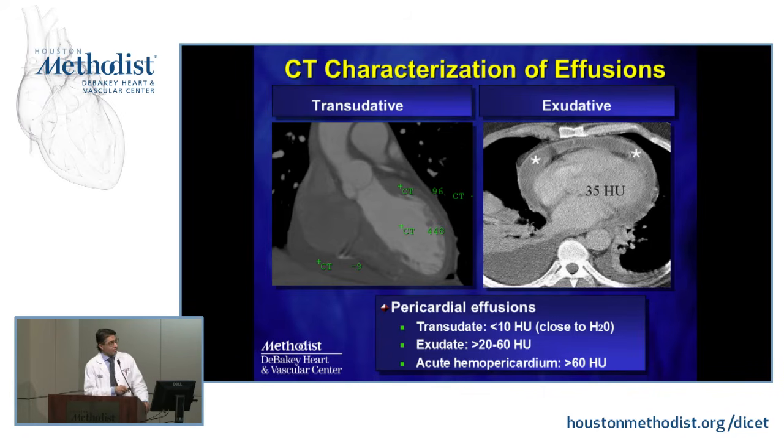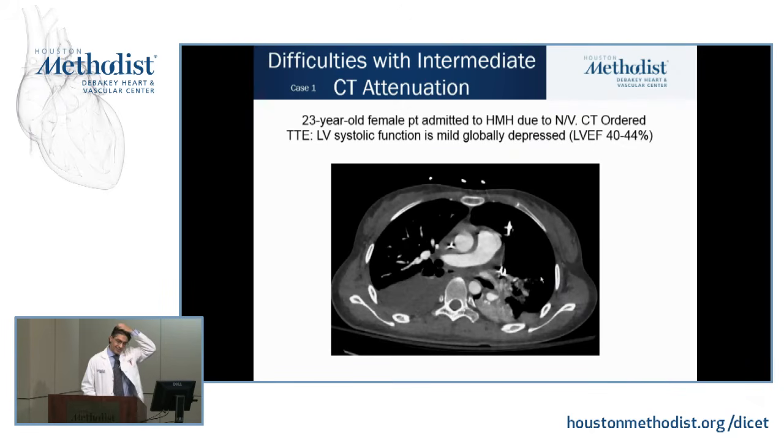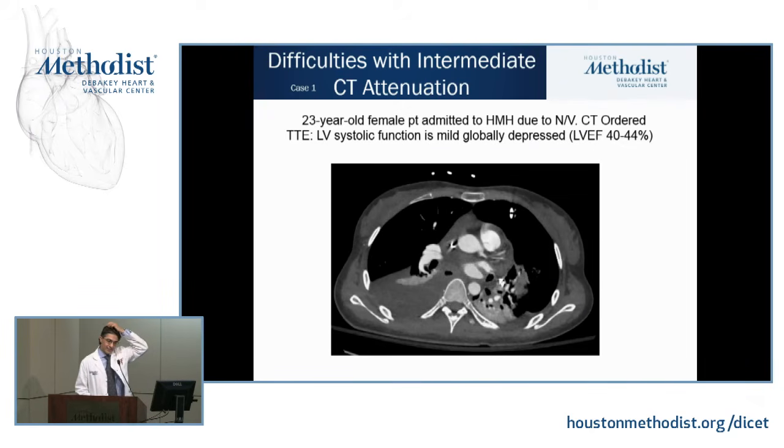Yes, sir. So on this slide, we definitely measure Hounsfield units on whatever we see, and generally transudative fluids will have less than 10 Hounsfield units. Water is 0, so anything close to water will be transudative, whereas exudative fluids will have generally 20 to 60. But you can see there's quite a range. And acute hemopericardium is more than 60 HUs. So let me show you a case, just showing you some of the difficulties often with CT.